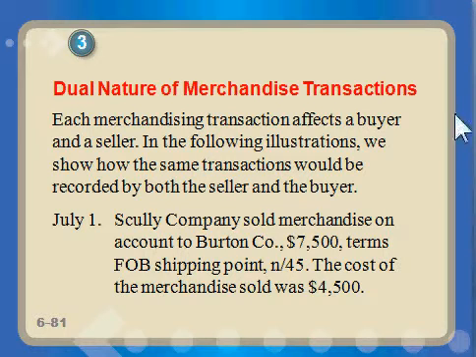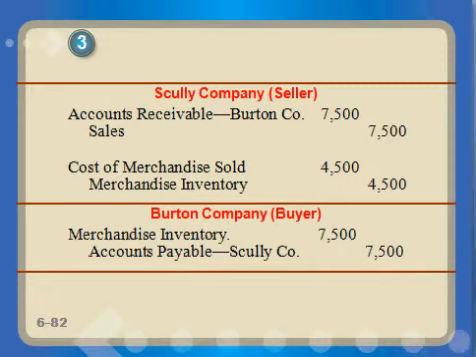So first we're going to look at how Scully would record it in their books. So Scully would actually debit their accounts receivable $7,500 and credit their sales $7,500, and then debit their cost of merchandise sold $4,500 and credit the merchandise inventory $4,500.